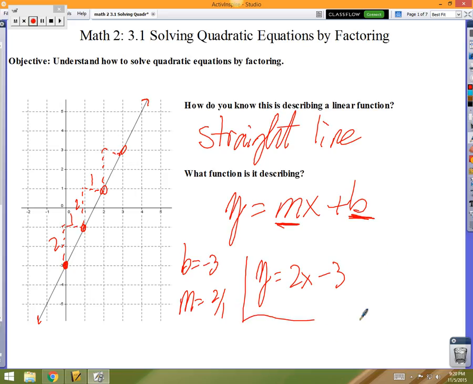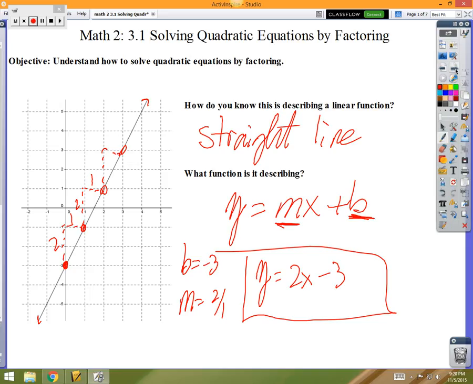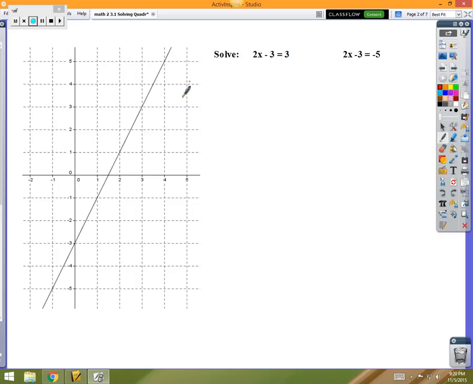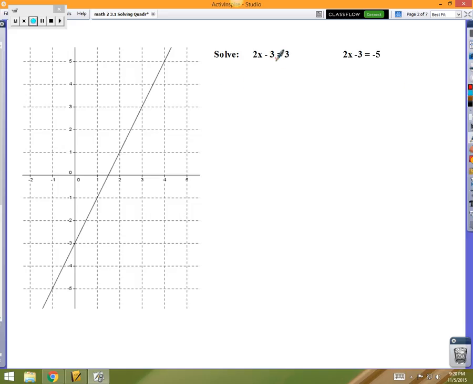Linear equations, linear functions, linear graphs, they're all pretty easy. These are two examples of linear equations. 2x minus 3 equals 3, so kind of the cops and robbers. If you're going to solve it algebraically, they want to know 2 times something and then subtract 3 ends you up at 3. What is it?